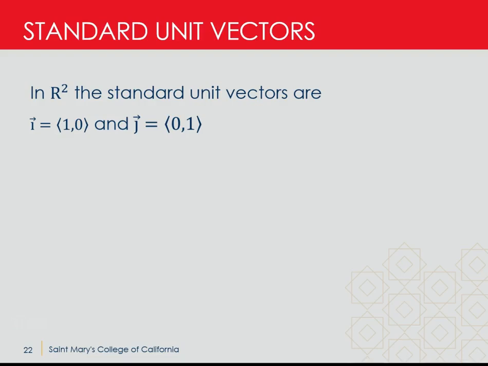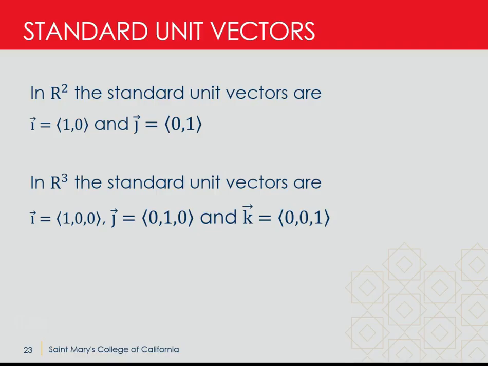You can think about i going 1 unit along the x-axis and j going 1 unit up on the y-axis. And then similarly in R3, we have the standard unit vectors i, j, and k now. i is (1, 0, 0), j is (0, 1, 0), and k is (0, 0, 1).